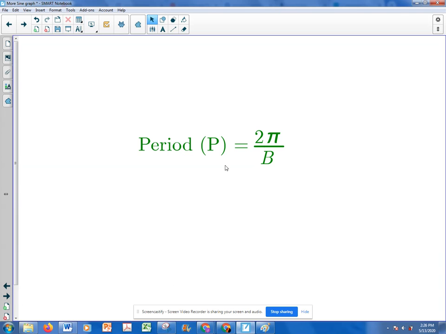And we have this little formula right here to help us with that. So P equals 2 pi, which is the normal period, divided by B. So if I double the B, I cut the period in half.